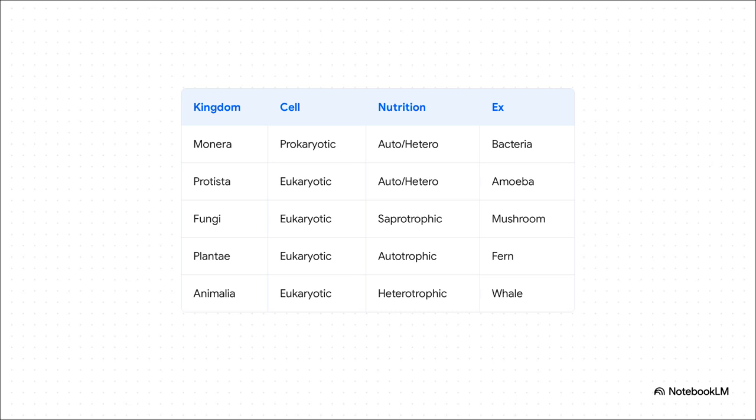And rounding it out, we've got the big ones, the highly complex multicellular autotrophs in Kingdom Plantae like ferns, and the multicellular heterotrophs in Kingdom Animalia like a whale. This is the robust foundation we still use in classrooms today.